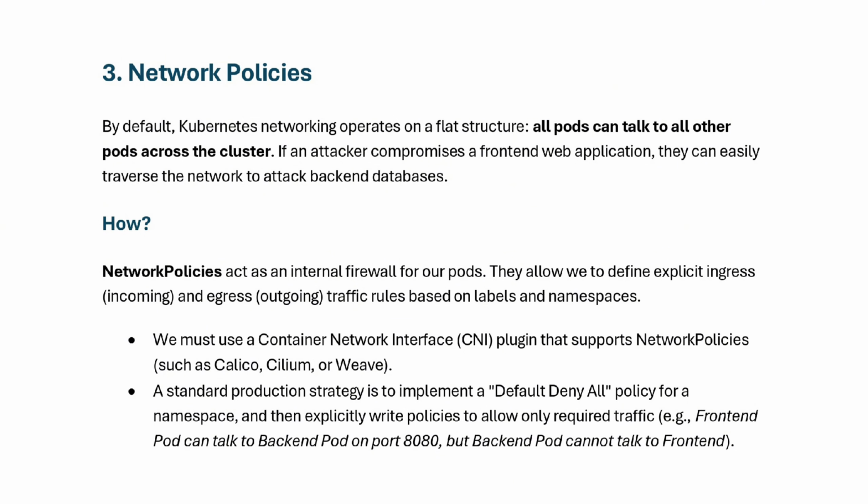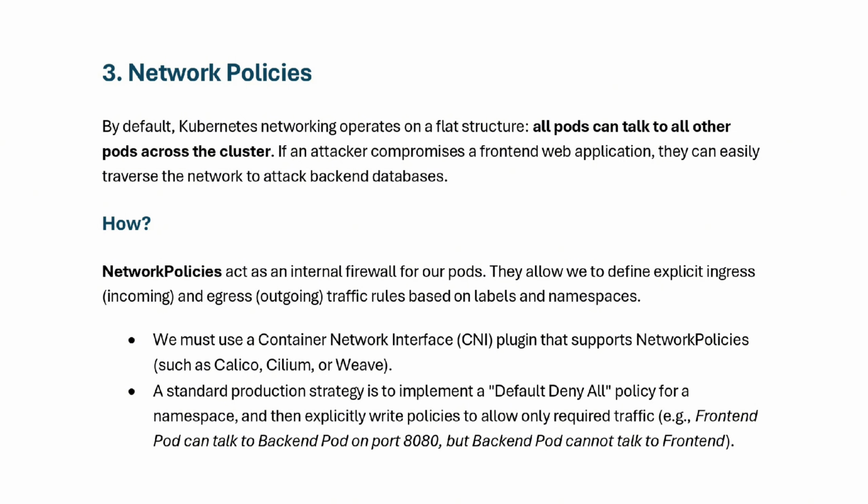So how will it look? We must use a container network interface, that is CNI, plugin that supports network policies, such as Calico, Cilium or Weave. So we can use a CNI plugin, that is a container network interface plugin, that supports this network policies concept. A standard production strategy is to implement a default deny all policy for a namespace, and then we explicitly write policies to allow only required traffic. For example, a front-end pod can talk to a back-end pod on port 8080, but the back-end pod cannot talk to the front-end.